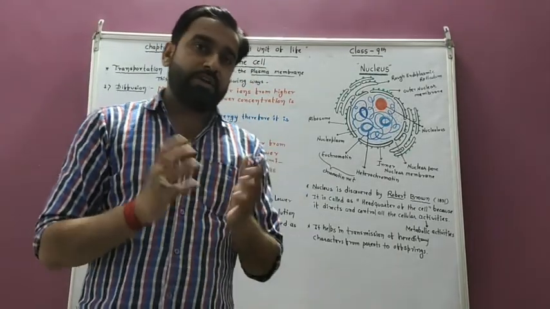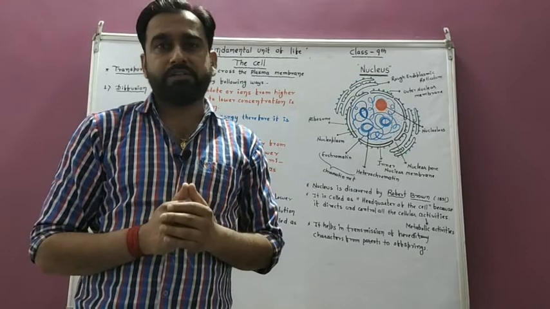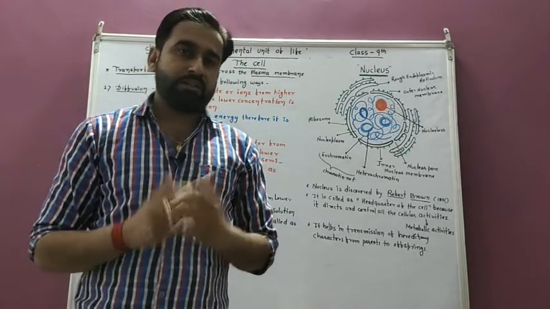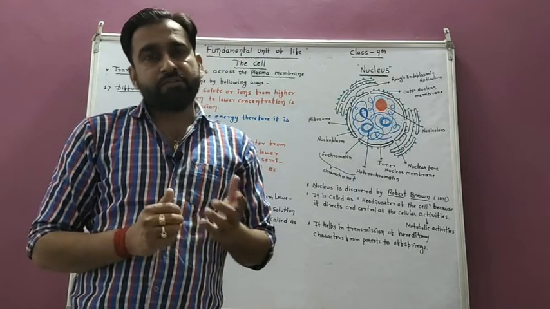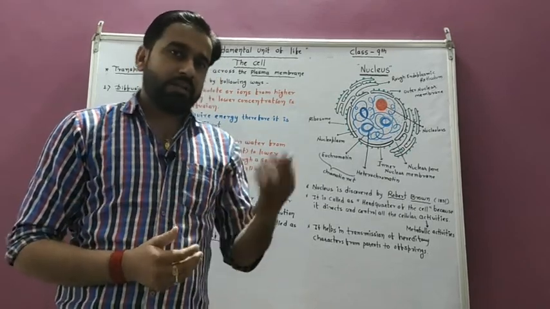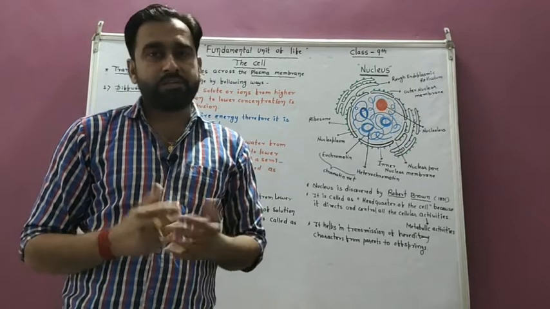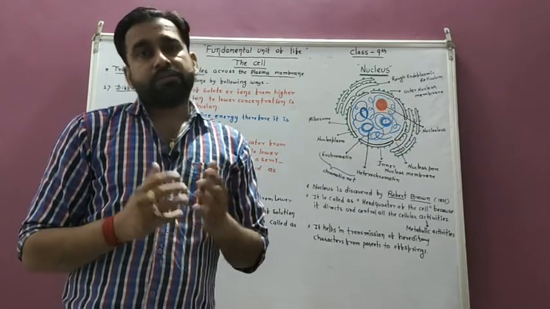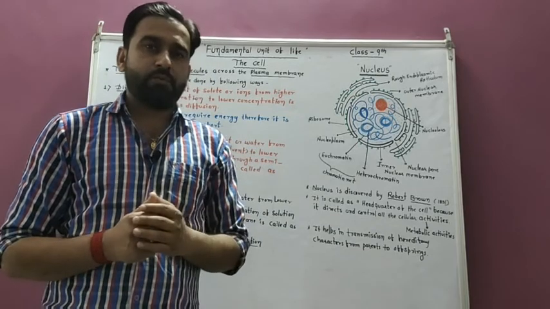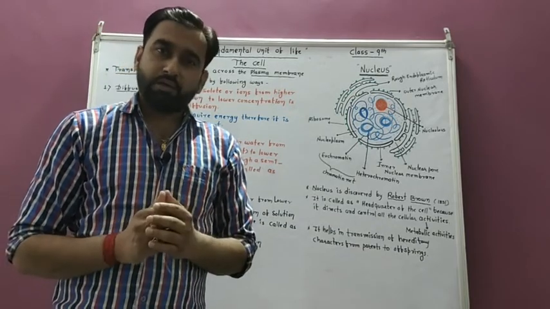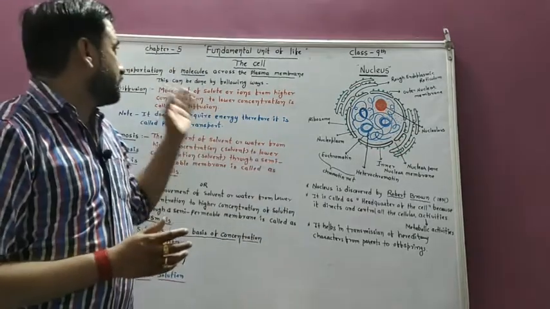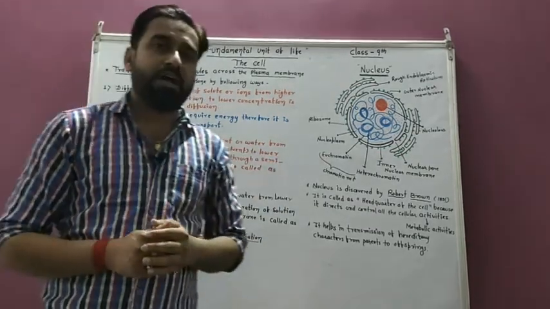In the last video we discussed the components of the cell, the different types of components present in the cell. We classified these components in three parts. First is the outer covering, cell wall and plasma membrane. The second is cytoplasm and the third is nucleus. Then we studied the cell wall, the plasma membrane and the fluid mosaic model given by Singer and Nicholson. Now in this video we discuss the transportation of molecules across the plasma membrane.